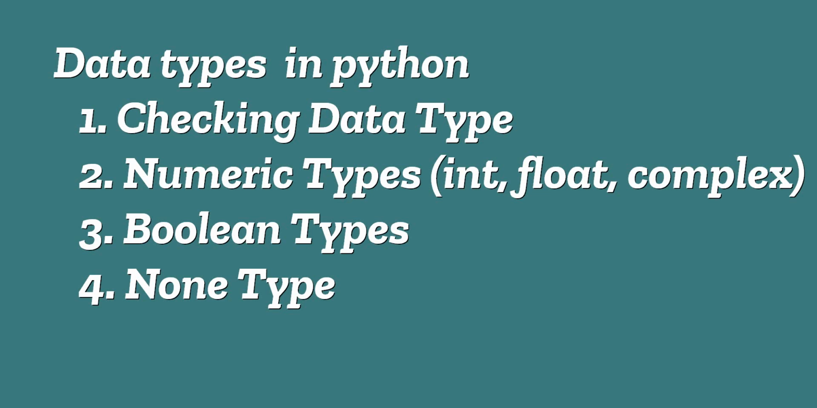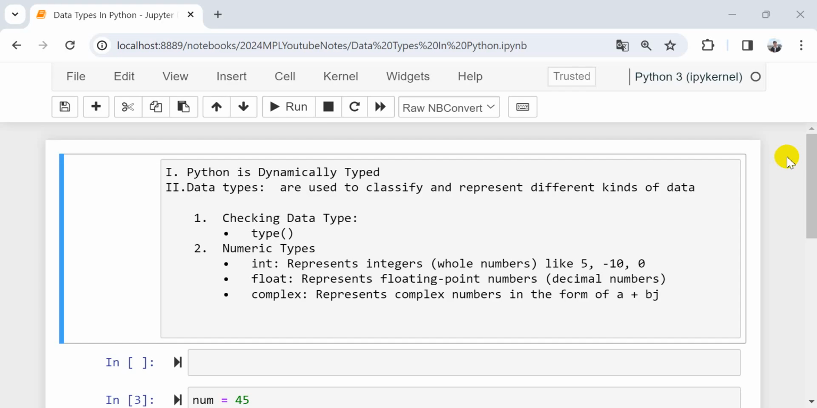In this video I will be discussing data types in Python, and inside that I will be discussing checking data types, numeric types, boolean types, and finally the None type. So let's get started. Before going to the data types, I'm going to discuss a feature of Python which we all know about.